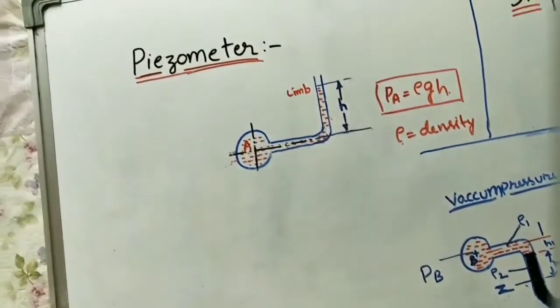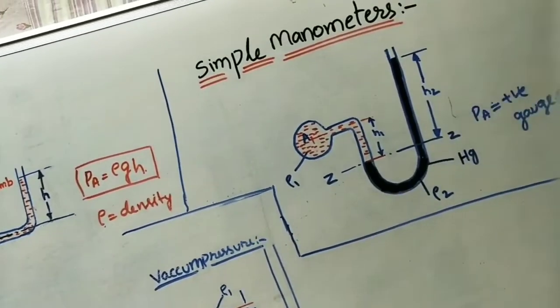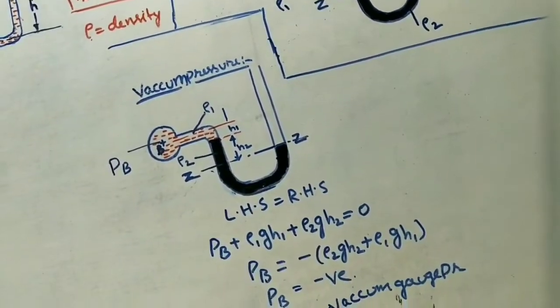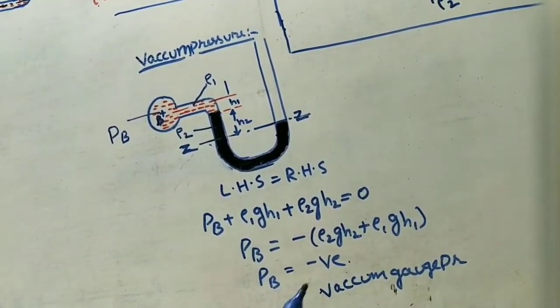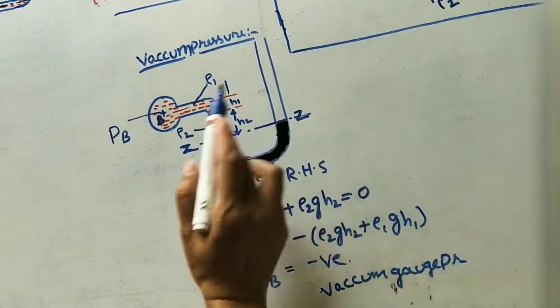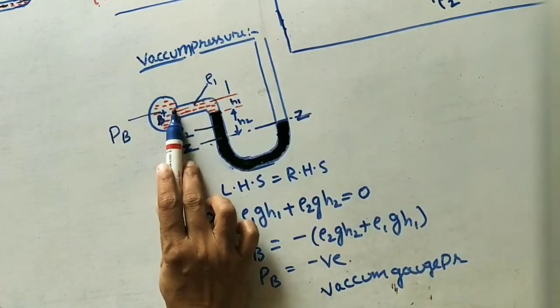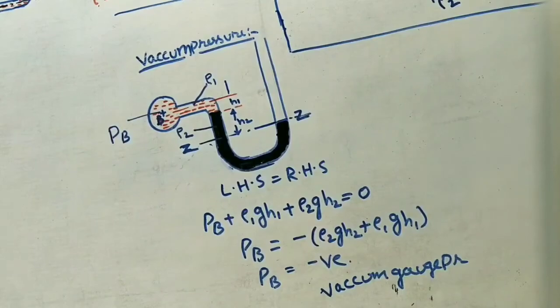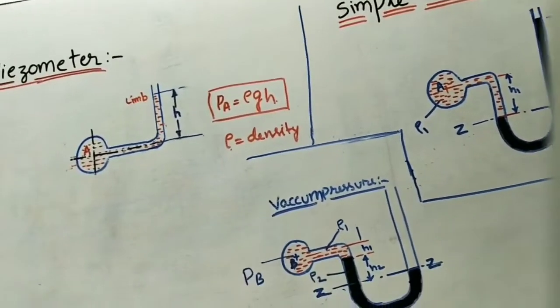So today's topic: we took piezometers, then simple manometers, and then the simple manometer for finding the vacuum pressure. In the next class we will see differential manometers. These manometers will find the pressure only at a single point. Differential manometers will measure the pressure between the input and output of a pipe.